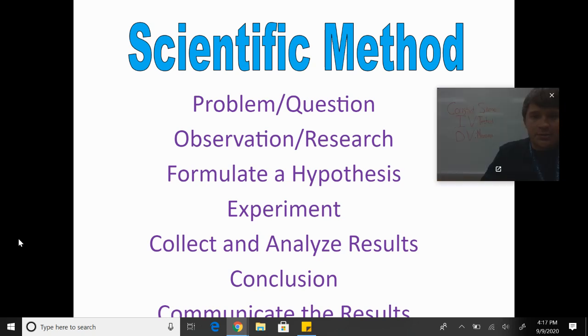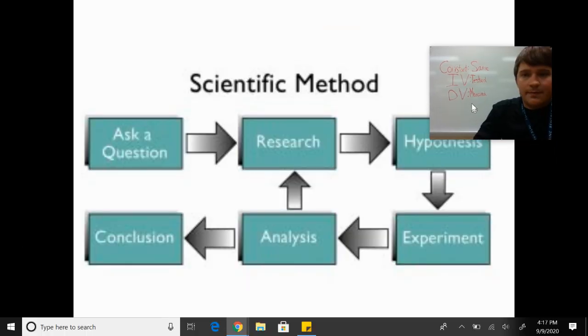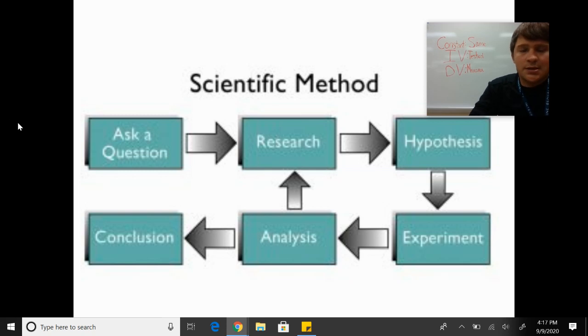And this is the exception right here. Sorry, I have to move my face. The scientific method is not just a linear scale. It is a process, and that is the key word here. The scientific method is a process. What is that process? Similar to what we saw on the last slide, we start by asking a question.